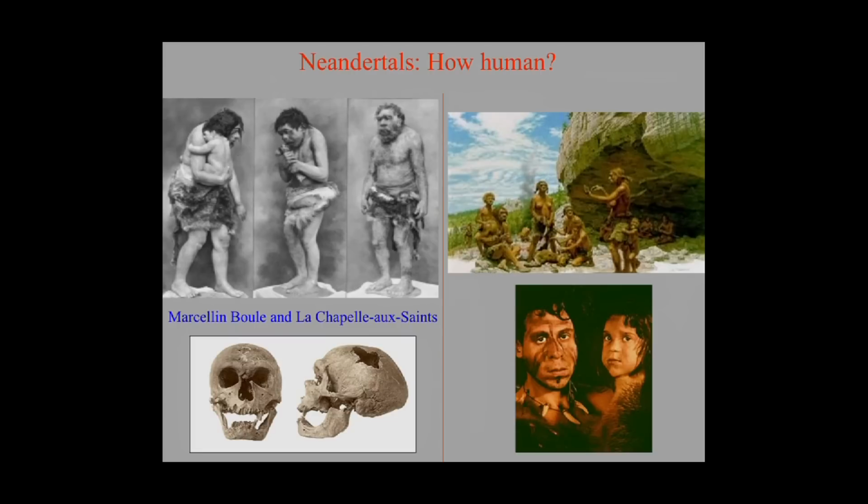This has varied over time, as reflected in these different artistic representations. This is Marcelin Boule's version, where the Neanderthals can't even stand up straight. And then we have a vision from the mid-20th century by Zaborian. And then finally a French version of Neanderthals who look not very different from us at all, from the year 2000.